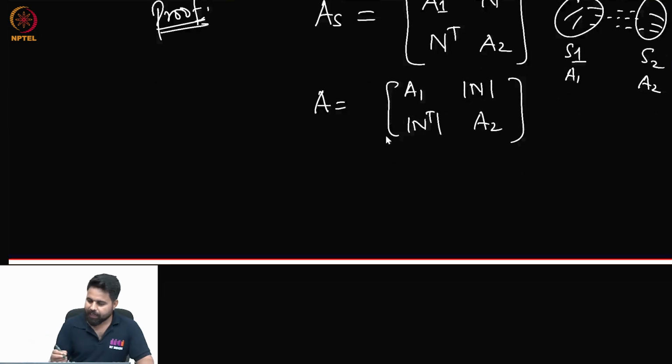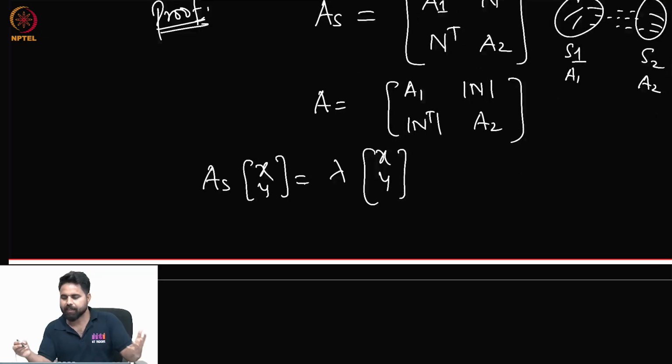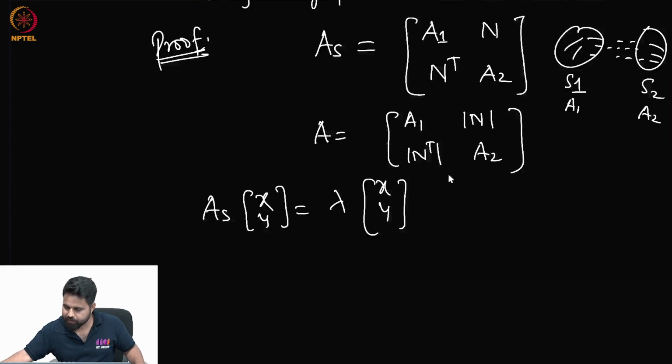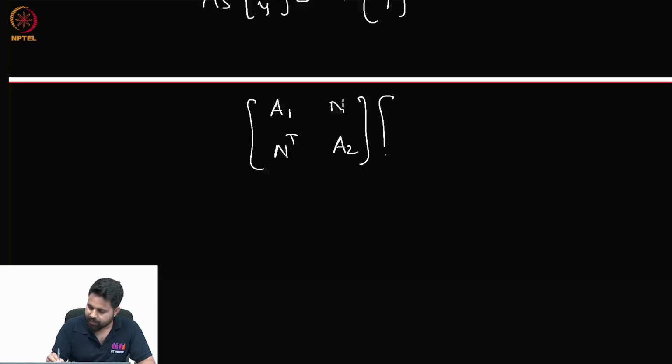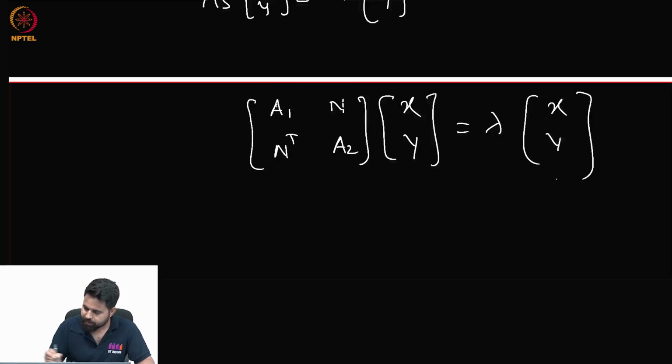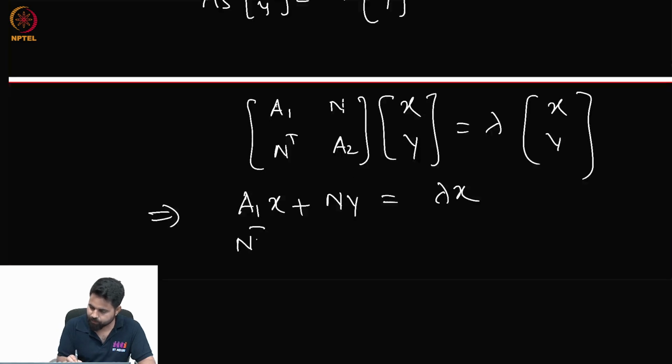So let us suppose there is a vector, so suppose this xy is an eigenvector, with AS times xy equal to lambda times xy. These x and y are conformal with the sizes of A1 and A2 respectively. So let me write it again. This is A1, N, then N transpose, A2, times x and y, and this will be equal to lambda, where lambda is the eigenvalue, times x and y. So we will have two equations, right? A1 x plus N y will be equal to lambda x, and similarly N transpose x plus A2 y will be equal to lambda times y.